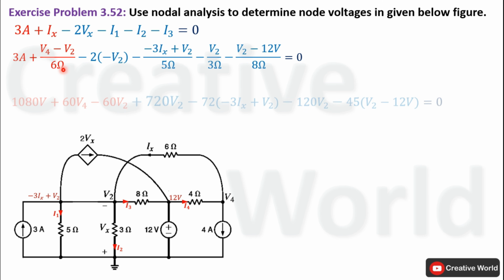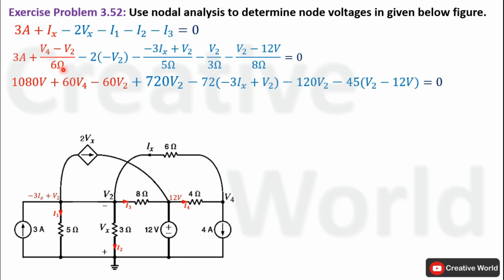Product of 3 ampere and 360 ohm will become 1080 volt. Here product of 360 ohm and 6 ohm will cancel out with each other. Only 60 will be left and that 60 will multiply with the numerator values. Here product of 360 with 2 will become 720. Here product of 360 ohm and 5 ohm in denominator will cancel out with each other. Only 72 will be left and that 72 will multiply with the numerator values.